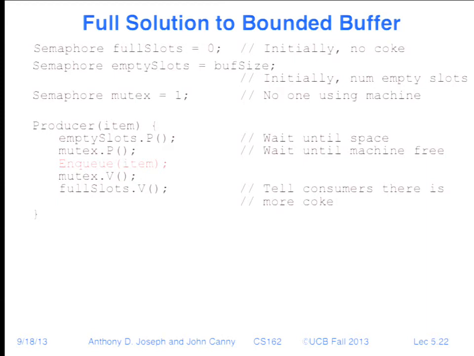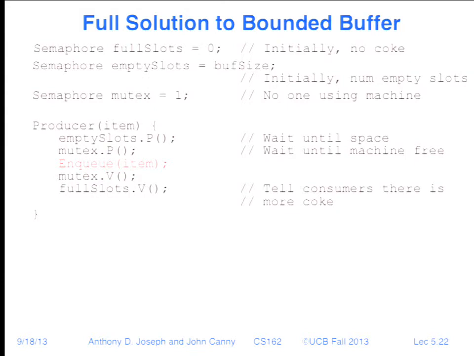So the producer is first going to test if there are empty slots. Remember, the producer is trying to fill the machine, so they want to test if there are actually any free slots in the machine. If there's zero, it's going to wait. That's what the P operation does. And then it's going to try to grab the lock on the state of the machine, which is the mutex. So it does another P. In this case, though, we've initialized the mutex to free, or one, so it will succeed. So it'll be able to get into the enqueuing code. And finally, when it's done, it'll simply increment the mutex, which frees it up for somebody else.